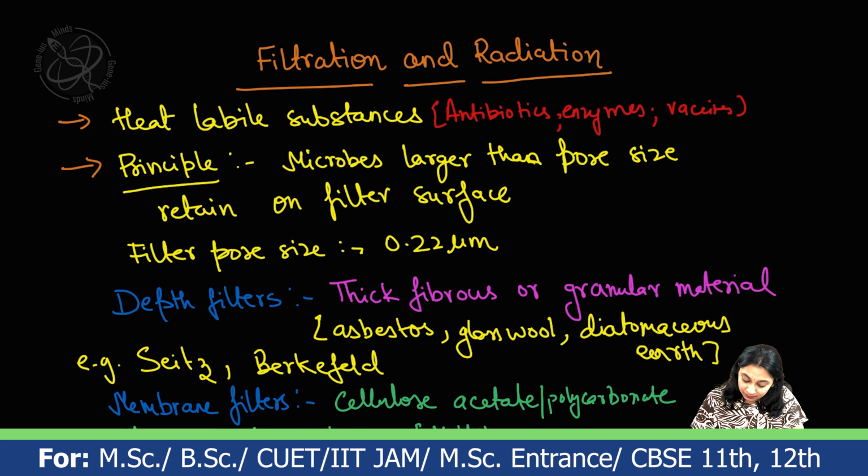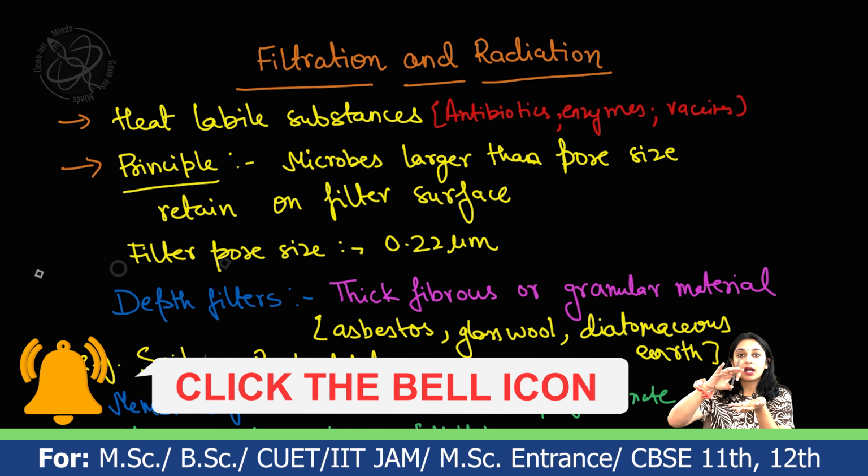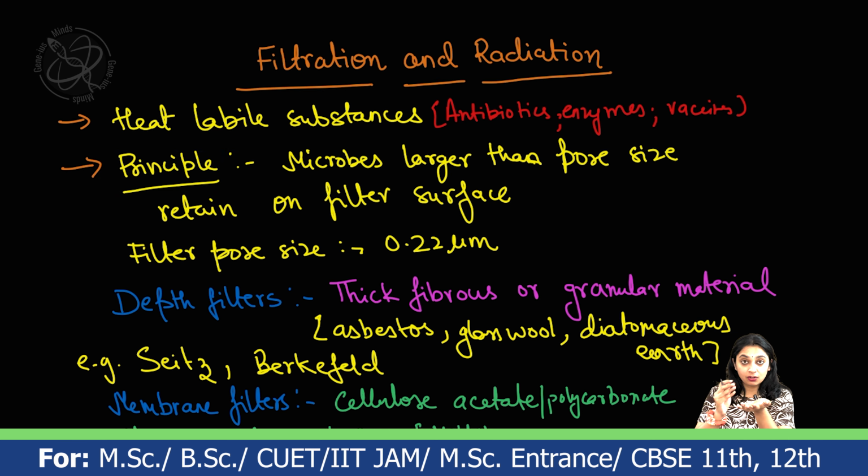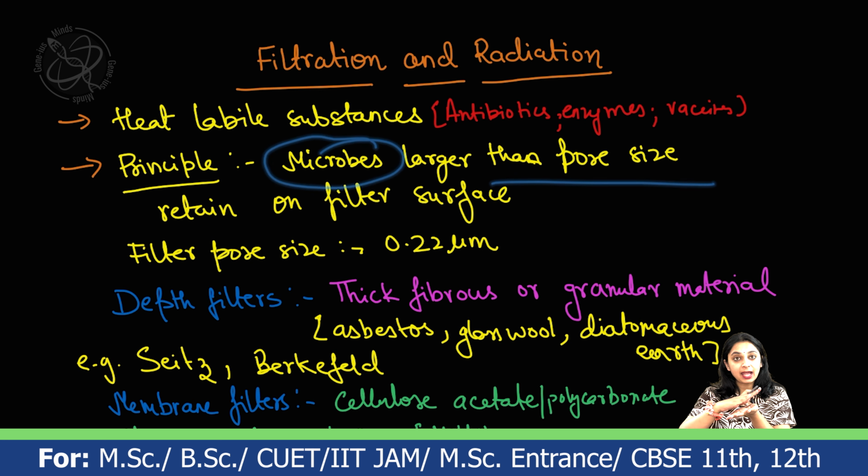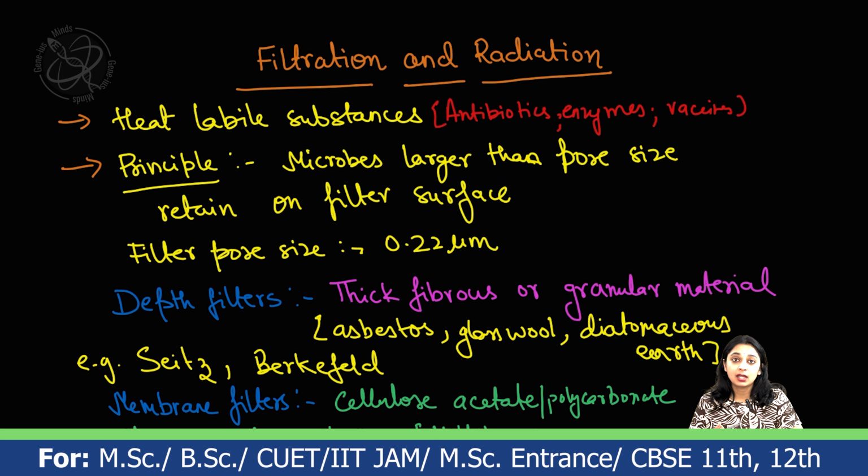What type of things can be sterilized by using filtration? We can sterilize antibiotics, enzymes, vaccines and many more pharmaceutical products because they are heat labile, they are sensitive to heat. The principle is that whatever filter paper, filtration technique or filter membrane you are using, when you pass your solution through it, the microbes get trapped on the surface and the filtrate passing down is free from microorganisms.